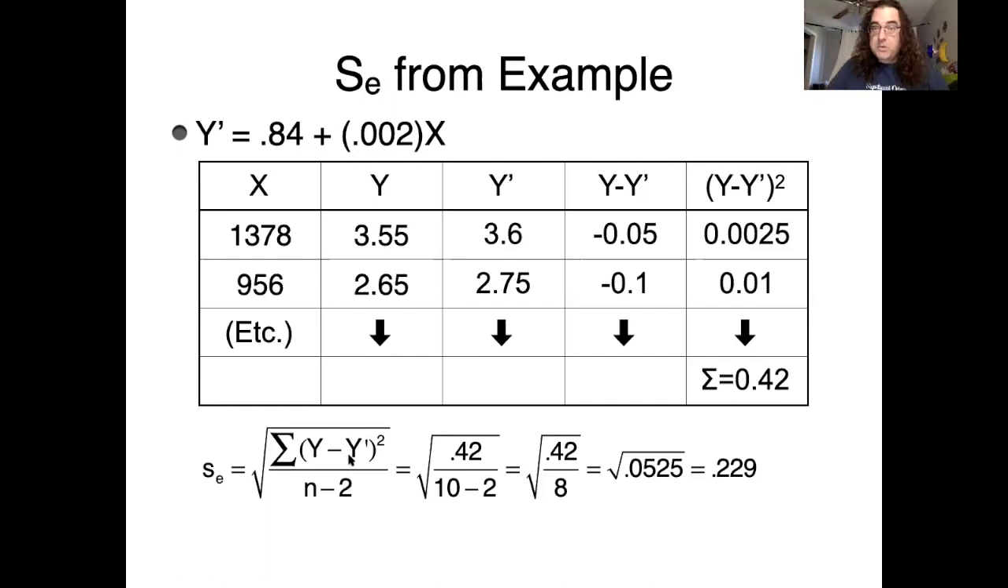For person number 2, 956 milligrams of caffeine. If you put that into the regression equation, it would have predicted 2.75 finals. In reality, that person took 2.65 finals. The difference is 0.1. If you square that, you get 0.01. Again, if you added up that for every single person, all 10 of them, the grand total would have been 0.42. Not a lot of error.